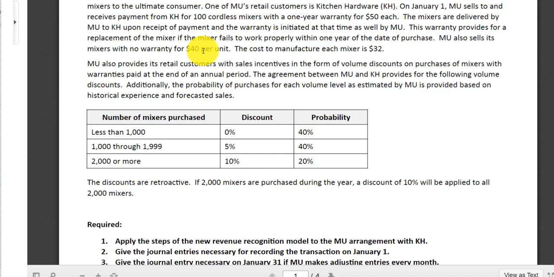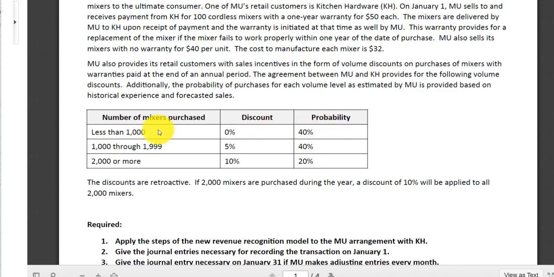Then we look at the value of what we're going to receive for the mixers. In this case, it's $50 times 100 mixers. Now, the problem is there is also an agreement that provides for volume discounts. Whenever there's variable compensation, where the amount paid could be different, some form of discount, it could be for volume, it could be for early payment, any of those types of things, we must consider it in the amount that is going to be transferred.